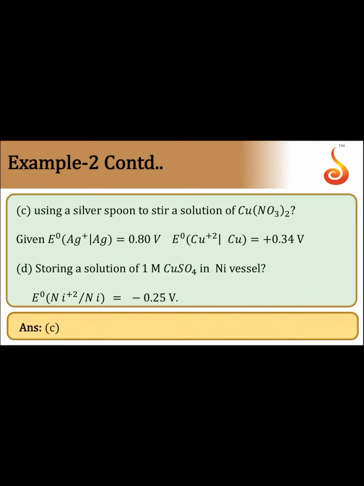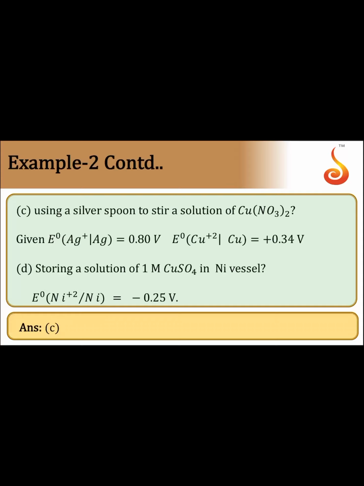Next, using a silver spoon to stir a solution of CuNO3 twice. The meaning of what they are asking is, can silver be used to stir the solution of copper nitrate? Here also it is almost a similar point. Remember that the metal which has less reduction potential value can displace the other metal which has more reduction potential value from its salt solution.